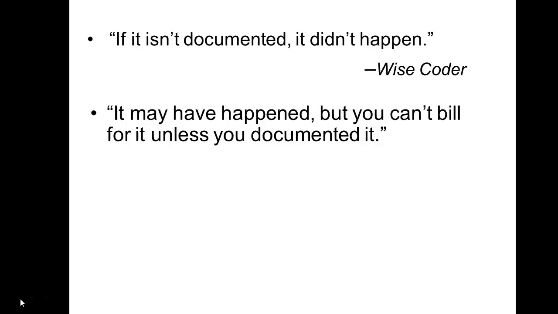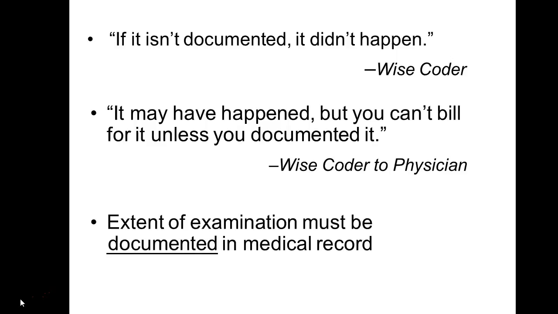The other thing to keep in mind is it may have happened, but you still can't bill for it unless it is documented, which is what we want to remember if our physicians forget to document. So all of this must be documented in the medical record. We should be able to pull out all of these components from the medical record, or if the doctor does their own evaluation and management coding and we're checking it, we should be able to look at the code, go into the patient's medical record, and pull out the documentation to make sure that the doctor assigned the correct code.